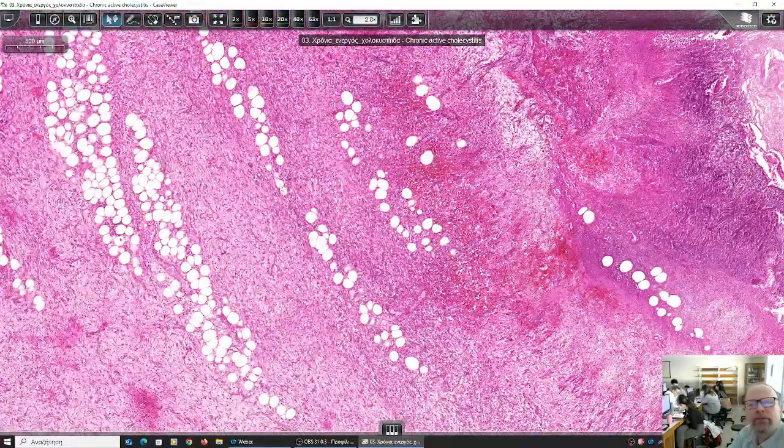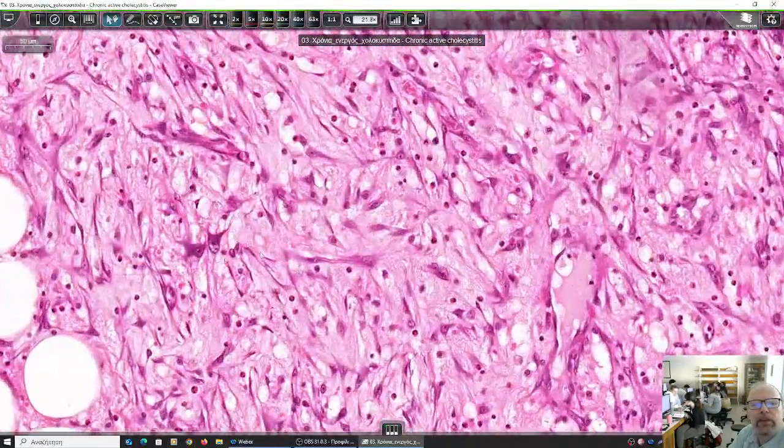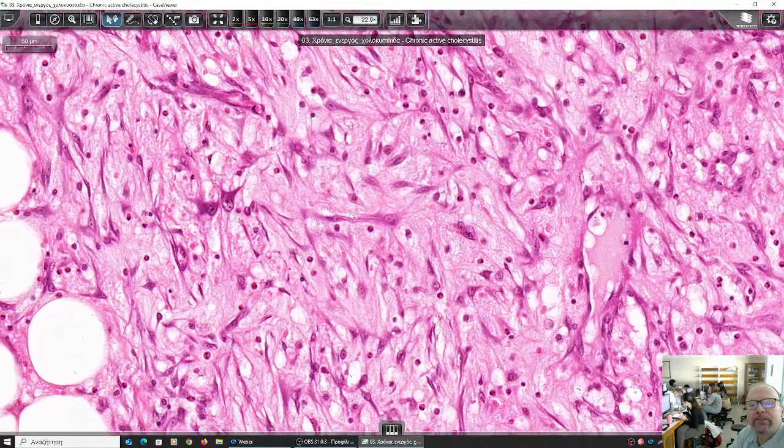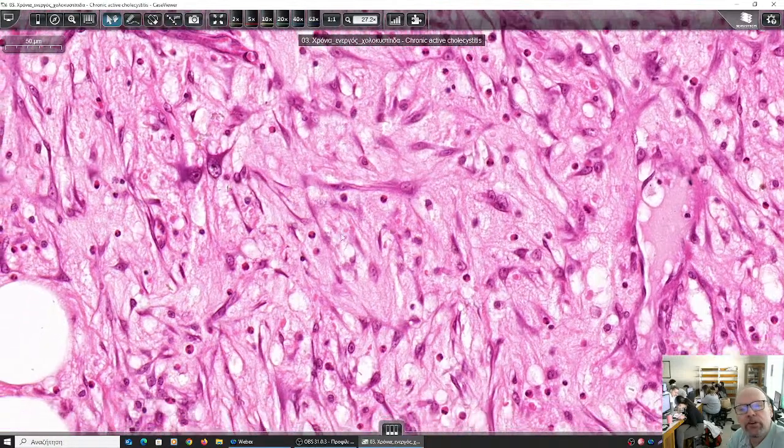However, we see that the wall of the gallbladder is greatly thickened due to the accumulation of these cells. Can you identify these cells? They are fibroblasts, which deposit collagen. And we'll find the collagen deposition.